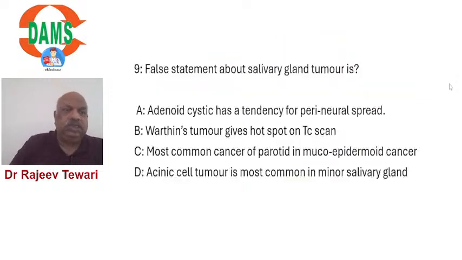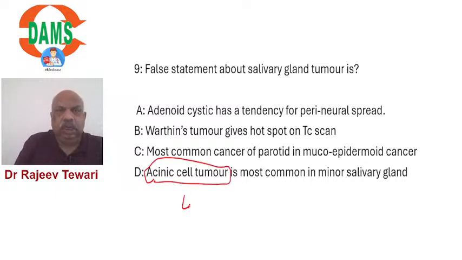Okay, false statement about salivary gland tumor: adenoid cystic has a tendency for perineural spread. Warthin tumor gives hotspot on technetium scan. Most common cancer of parotid is mucoepidermoid cancer. Acinic cell tumor is most common in minor salivary gland. What is wrong? The wrong answer is 4.